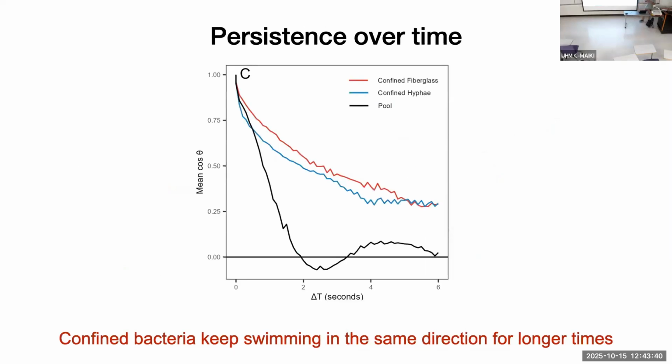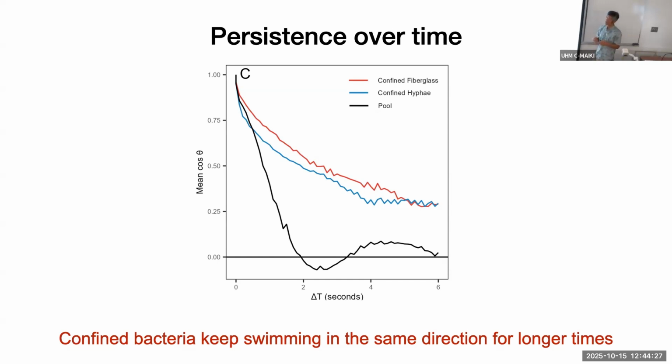Now I want to show what's going on over a longer time. Maybe in the interest of time, I'll just highlight the main thing. Here I'm looking at the correlation, how much the angle theta, the direction angle, changes with time over longer times. Typically, when you look at the cosine of this angle, it starts at 1 but decays to 0 over time because bacteria change direction randomly. This angle theta on average can be anything, so when you take the average, it becomes close to 0.